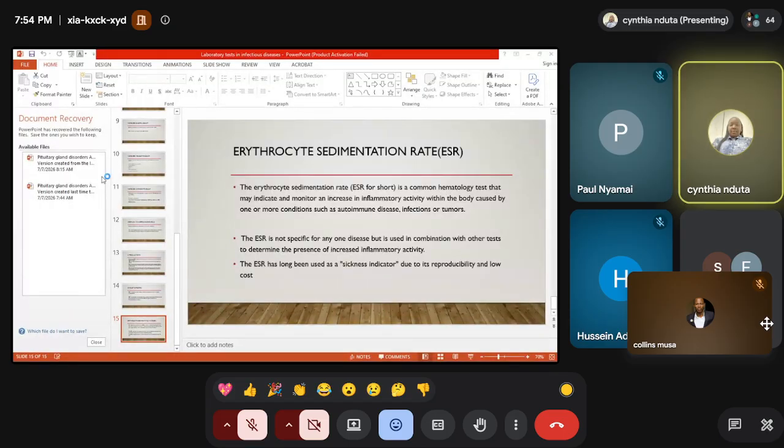Procalcitonin, yeah. Okay, procalcitonin becomes your very, very important test.